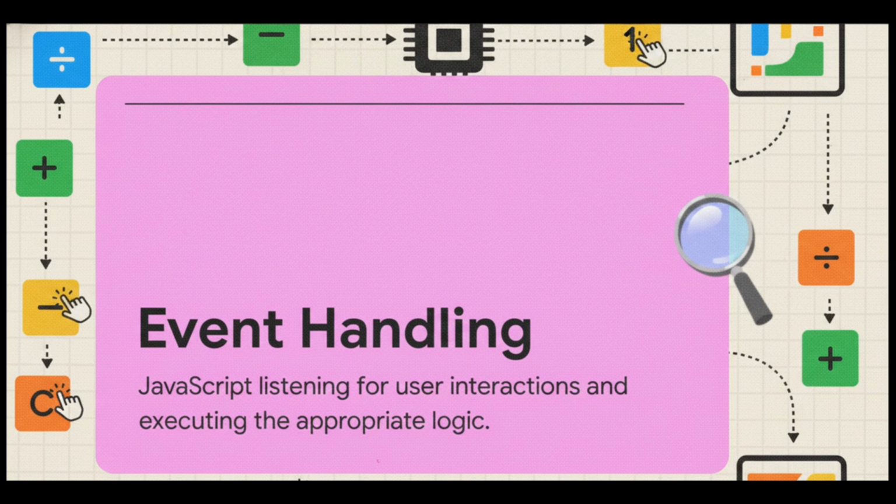Click a number, boom, it triggers an event to update the display. Click clear, it triggers an event to reset everything. This event-driven model is basically the pulse of modern web development. It powers everything from simple, basic forms all the way up to complex, interactive animations.